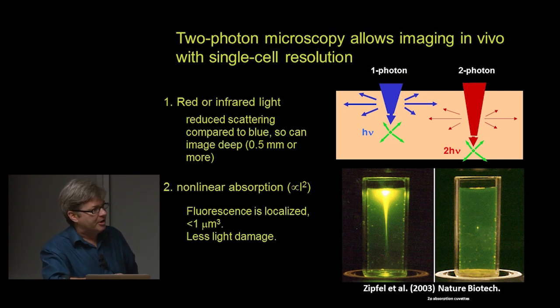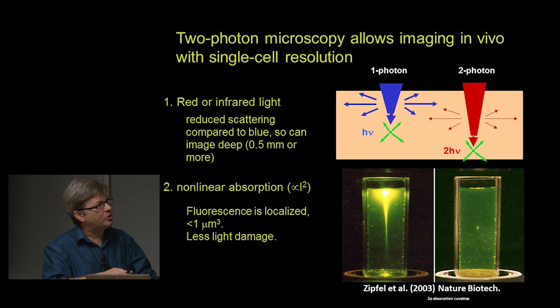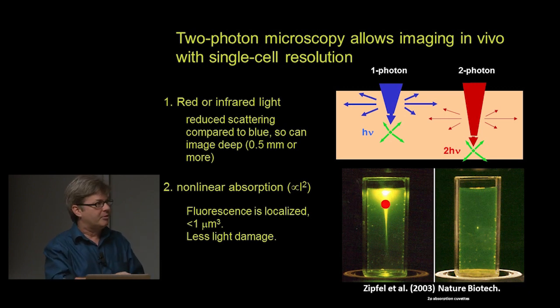It's from a paper by Zipfel et al. From Webb's lab in Cornell, where this microscopy was invented. This is sending light into a little well of fluorescent liquid. And if you send blue light into a well of liquid, it excites the fluorescent liquid everywhere, from the surface of the liquid all the way down. It's being focused down to a point with a microscope objective.